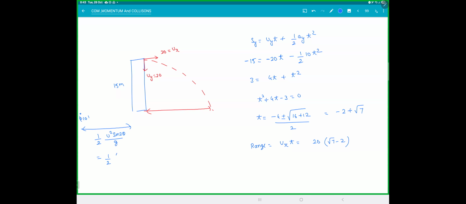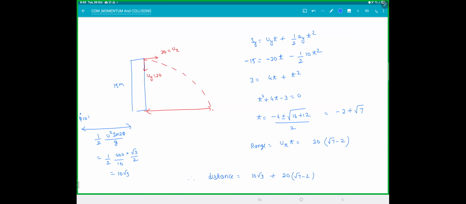That is half into 400. Sine 2 theta is root 3 by 2. Sine 120 by 10. That would be 10 root 3. Therefore, the distance will be 10 root 3 plus 20 into root 7 minus 2. Did I mess up any calculations? Yeah, right, Utsa.